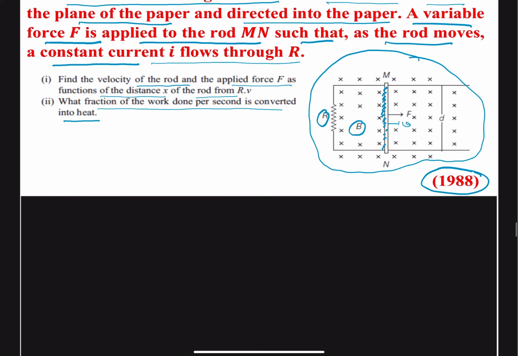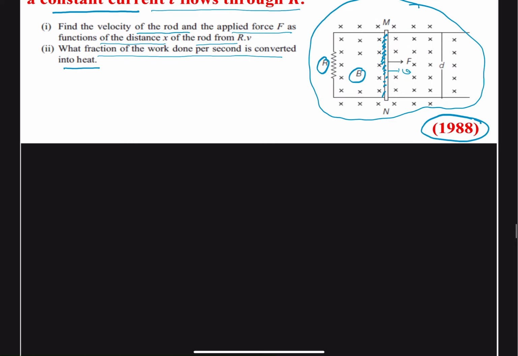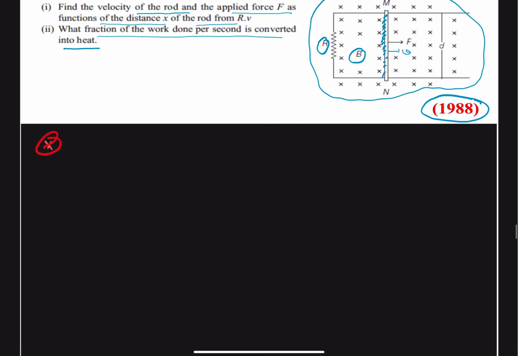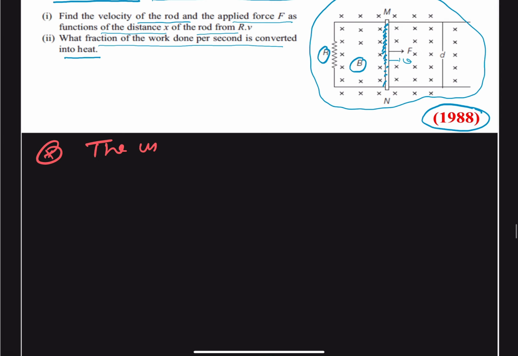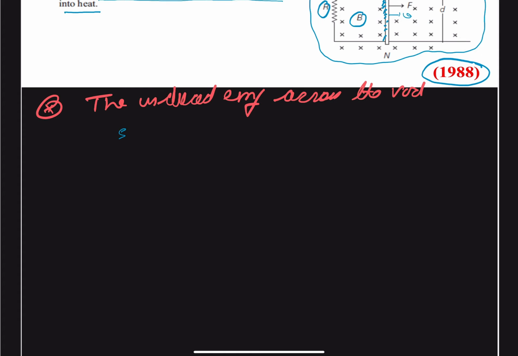As the force F is being applied and the rod is moving, there will be an induced EMF across the rod, and that can be written as E is equal to B v multiplied by d. So d is the length of the rod.